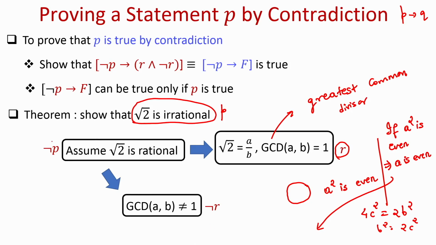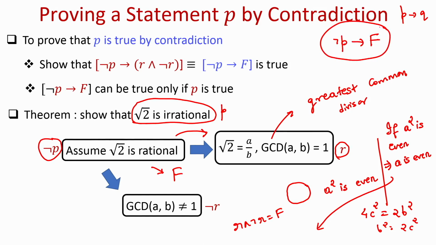So, you can see that assuming negation of P, namely the negation of the statement which I wanted to prove, I can logically conclude that root 2 is A over B where GCD of A and B is 1, and simultaneously I can conclude that root 2 is A over B where GCD of A and B is not 1, which is not going to happen. How can it be possible that both R as well as negation of R hold? R and negation of R means false. That means, from negation P you come to a false conclusion. That means we have shown here that negation P implies false is true. This is possible only if P is true.